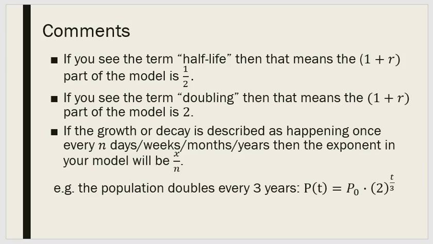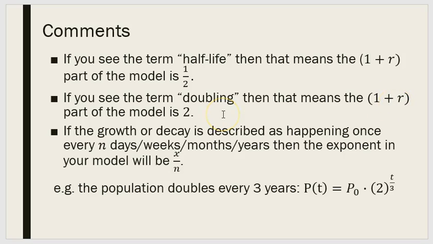For some of the tricky complications on these questions, if you ever see the term half-life mentioned, half-life means an amount of time for the amount of something to cut in half. So it means that your 1 plus r part, the base of your exponential model, is 1/2. That's counting the 1 plus r already being added together. If you see the term doubling, if they say a population is doubling every certain amount of time, then that means again that the base of your exponential, the 1 plus r part, is just a 2. They've already taken into account the 1 plus r part.